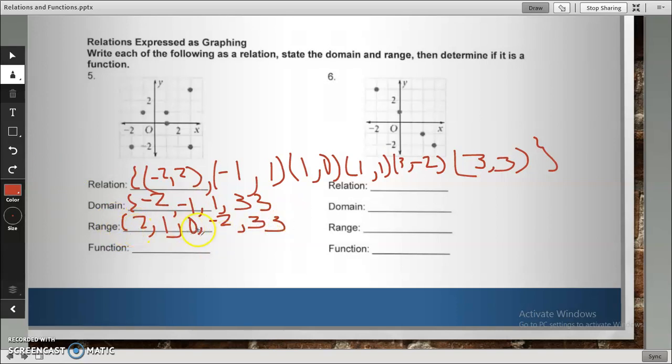I'm not though. Is this a function? It's not a function because we have 1 and 1 where they have two different output values, and then I have 3 and 3 where I have two different output values. So this is not. All right, let's do the next one. So here I have it at -2, 3.